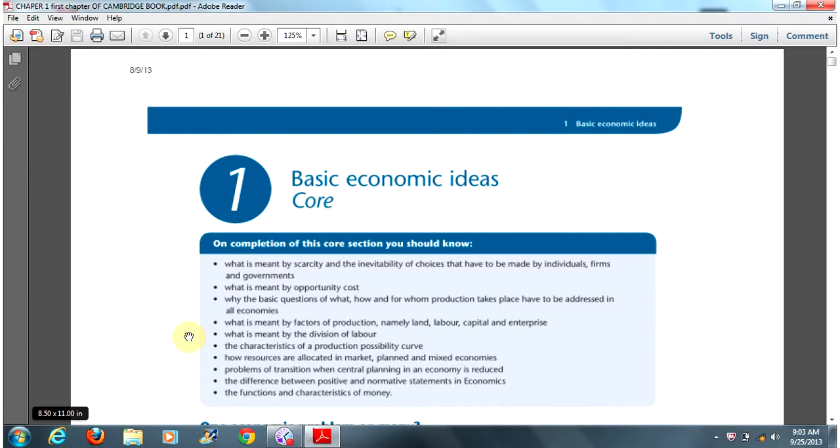The characteristics of a production possibilities curve. How resources are allocated in the market, planned, and mixed economies. Problems of transition when central planning in an economy is reduced. The difference between positive and normative statements in economics. The functions and characteristics of money.